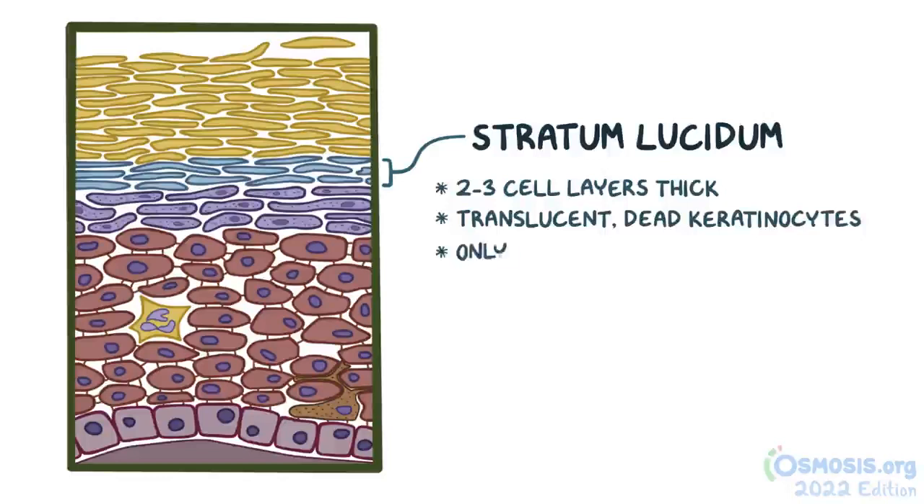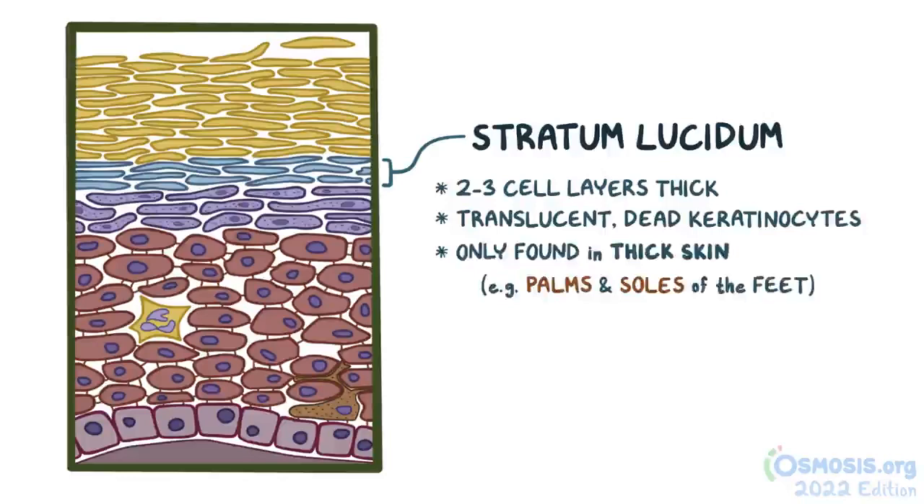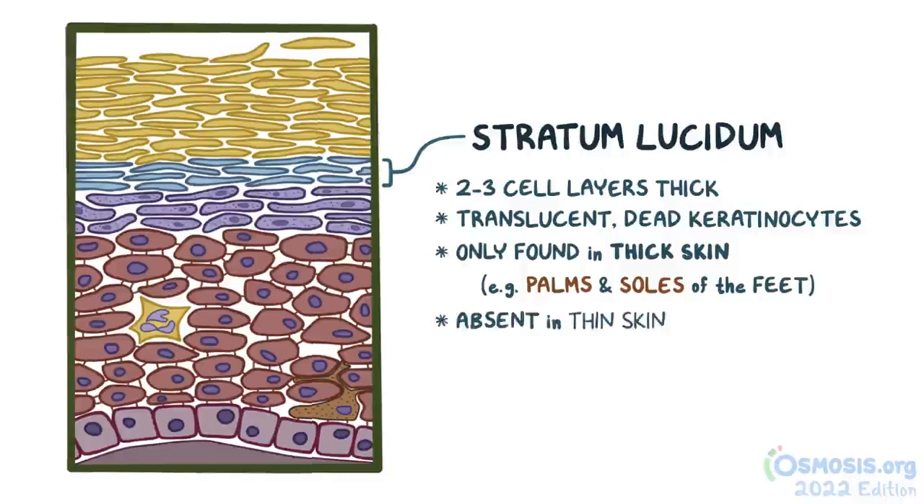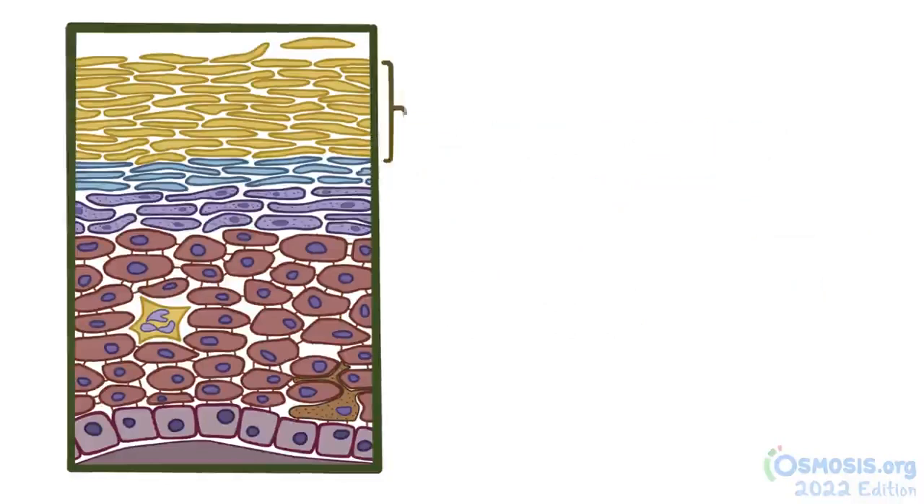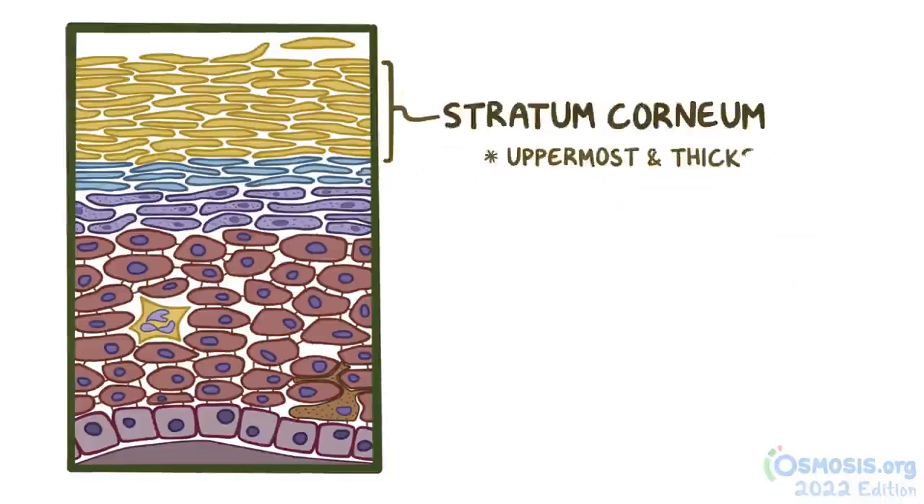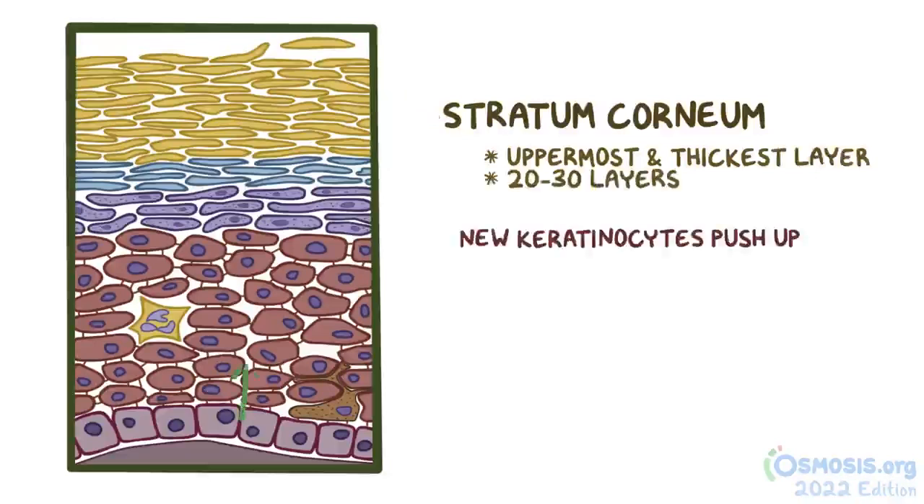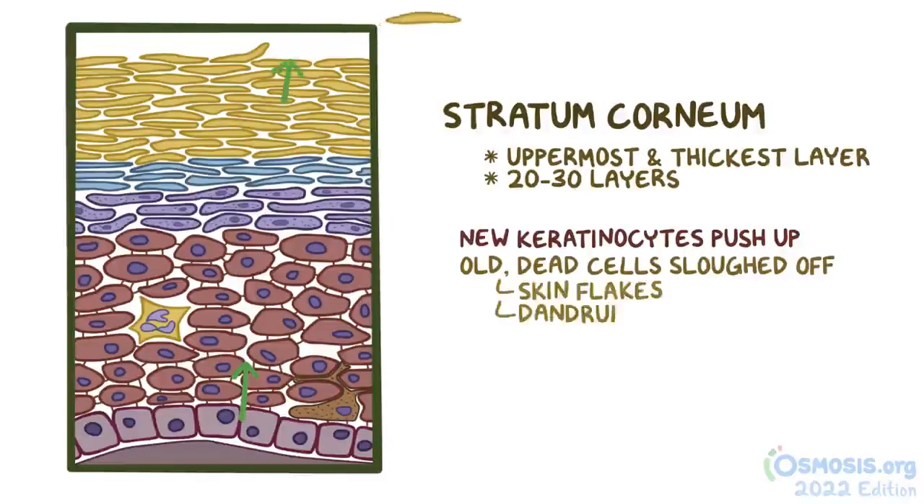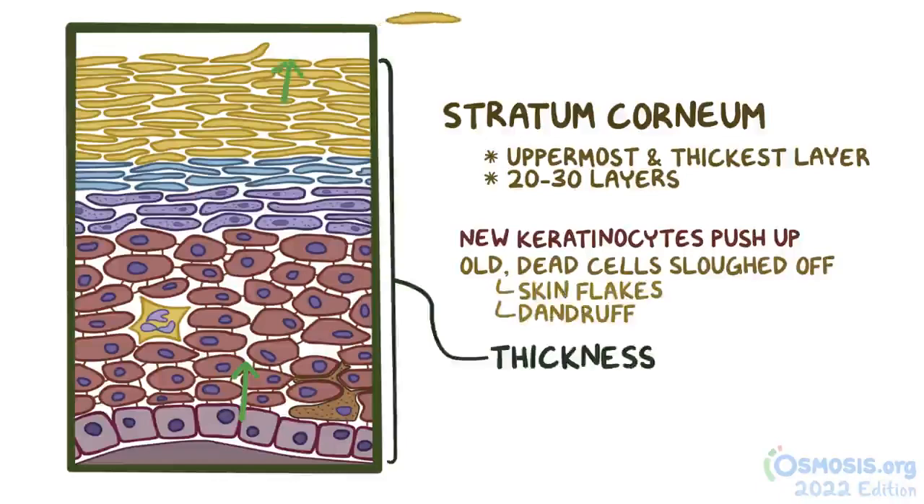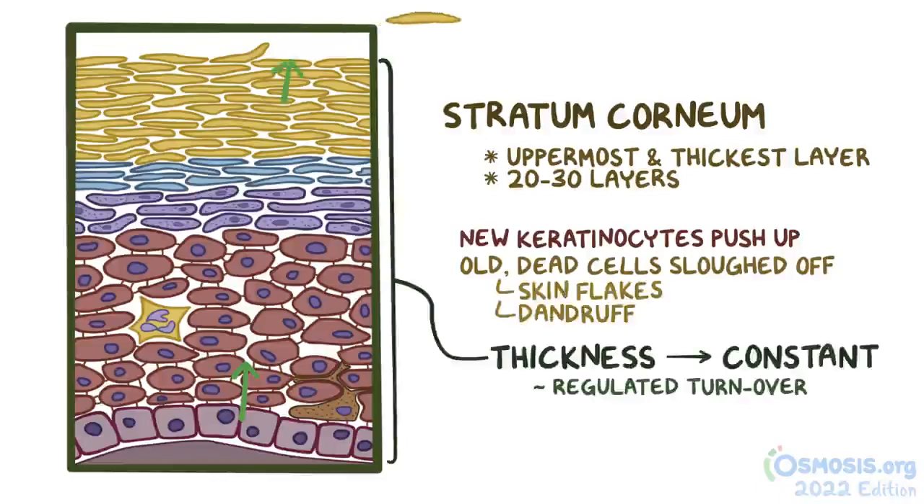The stratum lucidum is only found in thick skin, like on the palms and soles of the feet, because those are the areas that need extra protection. The stratum lucidum is absent in thin skin, which covers the rest of the body, and the other layers are thinner. Finally, there's the stratum corneum, or the uppermost and thickest layer of the epidermis, which is like a wall of 20 to 30 layers. As new keratinocytes push up into the stratum corneum, older dead cells are sloughed off, forming skin flakes or dandruff. In this way, the thickness of the epithelium remains constant with a regulated turnover of keratinocytes.